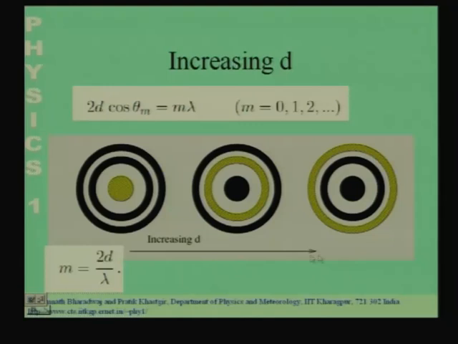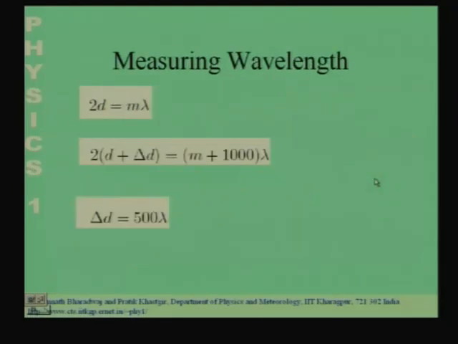If I keep on increasing d, I will get more and more new fringes. So, suppose I start with a particular d so that I have a certain order of fringes which I do not know to start with, but I increase d and I count how many new fringes appear at the center, and I keep on increasing d until 1000 new fringes appear at the center.